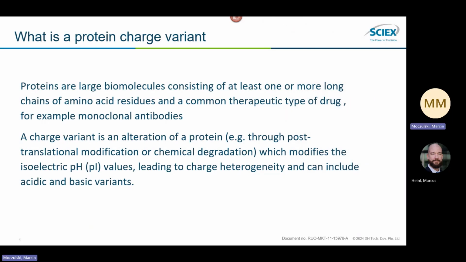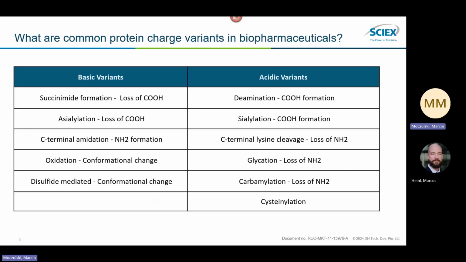What is a protein charge variant? Proteins are large biomolecules consisting of one or more long chains of amino acid residues. Some of them are a common therapeutic type of drug, for example, monoclonal antibodies. A charge variant is an alteration of a protein resulting from post-translational modifications or chemical degradation, which modify the final charge and affect the isoelectric point of these proteins, leading to charge heterogeneity, and can include acidic or basic variants.